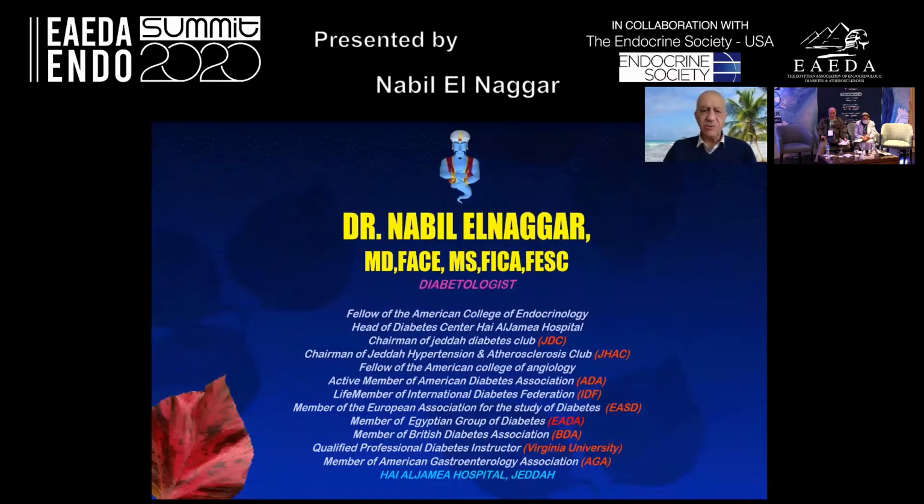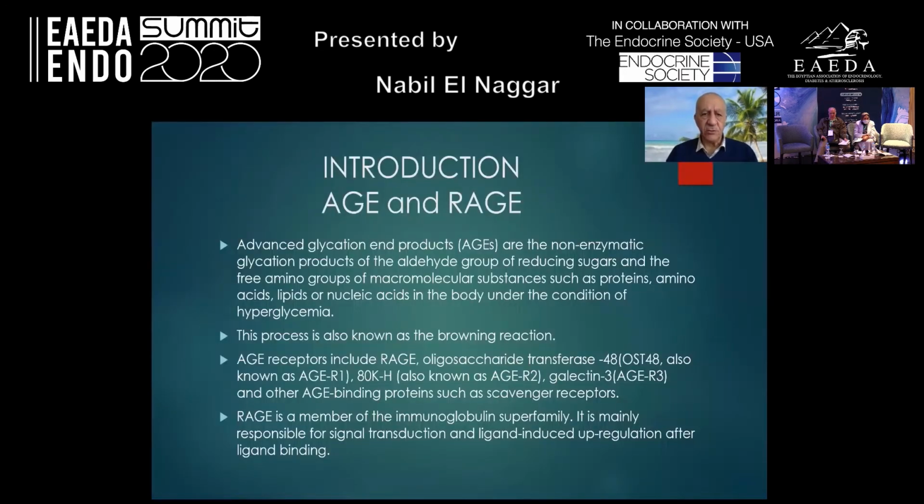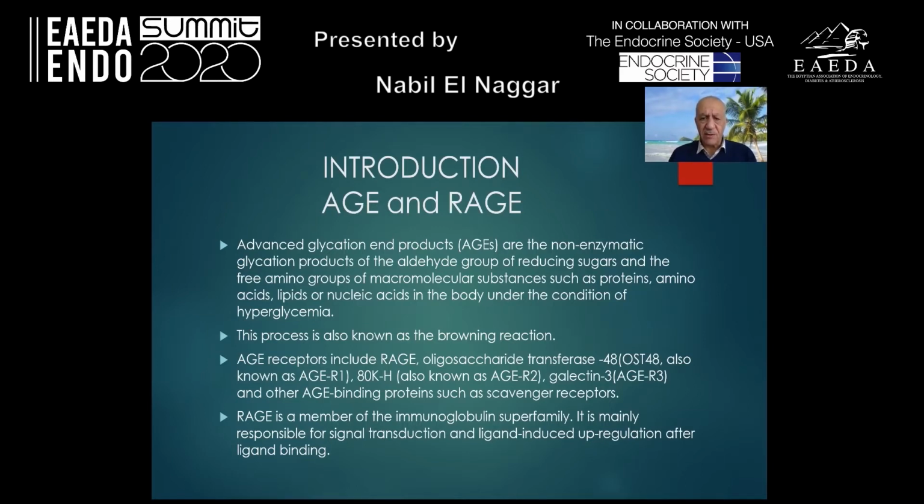These are my credentials. And as an introduction, we all know that the ages or the advanced glycation end products are the products that are resulting from a non-enzymatic glycation of the aldehyde group, which is present in reducing sugars, and the free amino groups of the macromolecular substances, زي proteins or lipids and other nucleic acids in the body. Under the condition of hyperglycemia, there is an increased production of the advanced glycation end products, and this process is known as the Browning reactions or Maillard reactions.